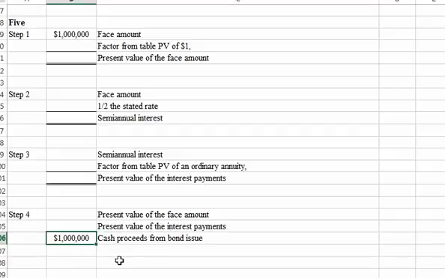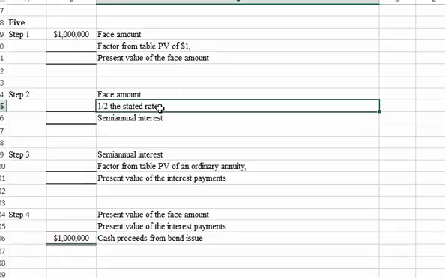And the reason why the bonds are issued at their face amount, well, there's no discrepancy between the rate of interest being paid by the issuing corporation and the market rate of interest on the day the bonds are issued. If the two are the same, then the bonds should be issued at their face amount.